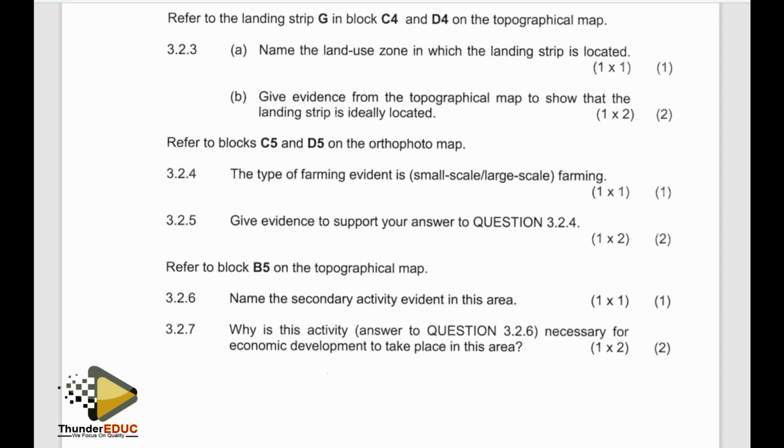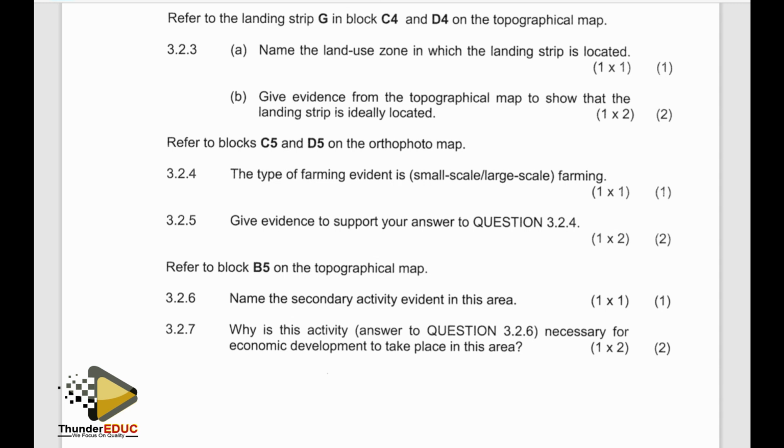For large scale production, you tend to find that the farmers do have what we call windbreaks, whereby there will be trees lined by the sides of the farm as a way of protecting the crops from the harmful effects of the winds. But with small scale farmers, they just do anyhow.